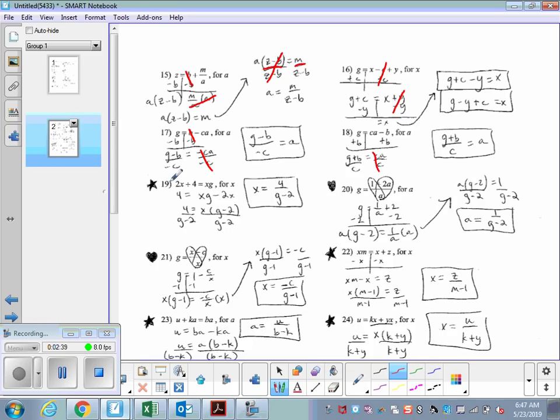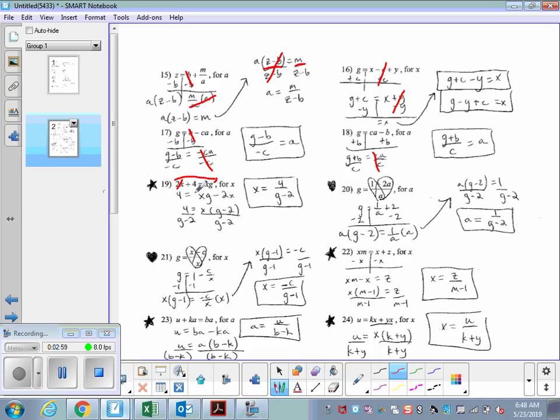And so for number 19, the reason I know we need to factor is because as it starts out, I've got an x on both sides. So the first thing that I'm going to do is I'm going to leave the 4 alone, and I'm just going to subtract the 2x from both sides. So that essentially means I'm moving the 2x over to this side. So the 2x over here would cancel out, and now I've got this xg minus the 2x.